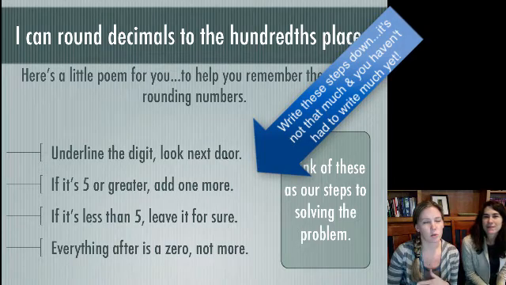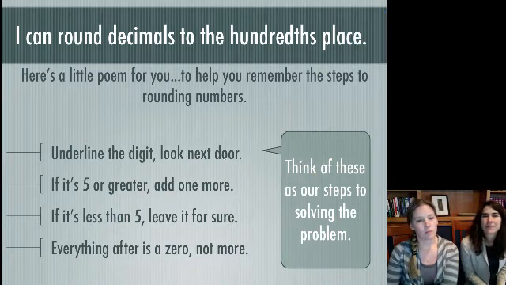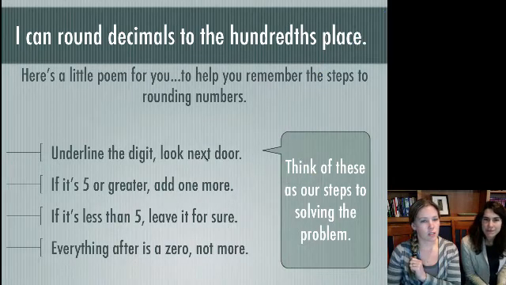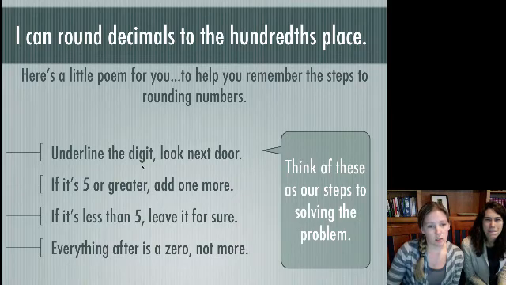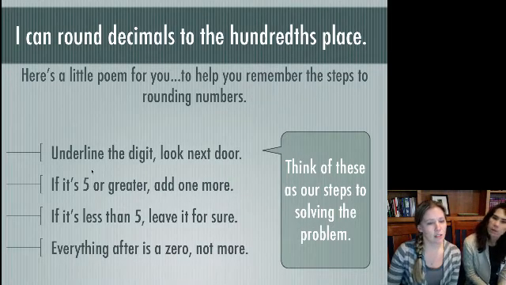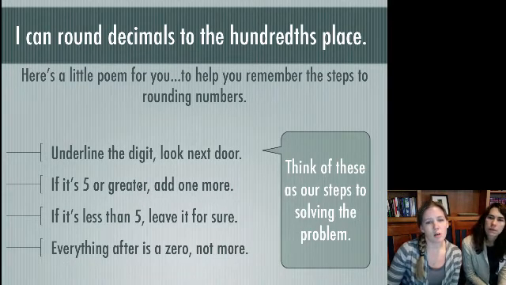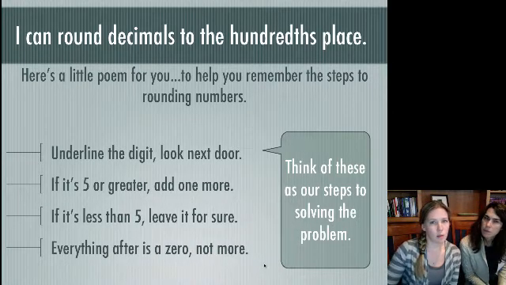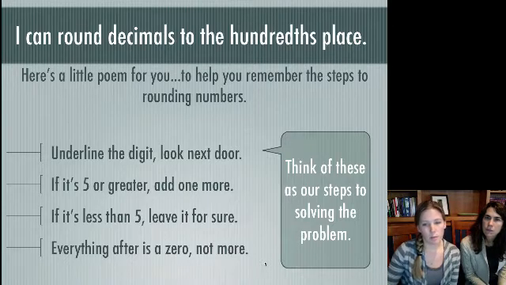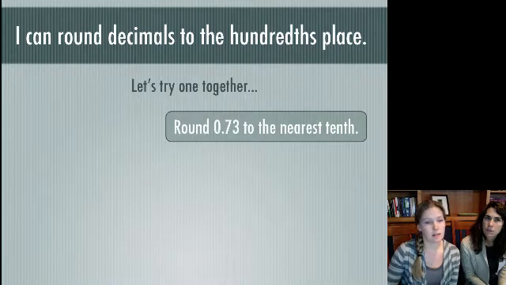I'm just going to read through them real quick, and then I'll give you an example in a second that you'll write down, and you will probably want to write these down. I promise it's not that much. So underline the digit, look next door. If it's 5 or greater, add 1 more. If it's less than 5, leave it for sure. Everything after is a 0, not more. So these are the steps. I know I just talked through those really fast. Pause me, write them down. And we will use those to help us solve a rounding problem in just a second.